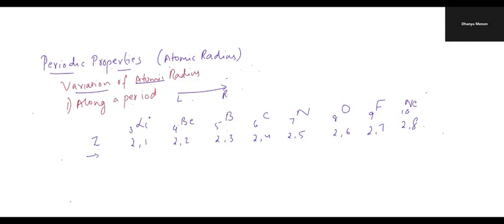The number of protons increases. P stands for proton, okay? So the number of protons increases. We call it nuclear charge. So nuclear charge increases from left to right. So number of protons increases, that means nuclear charge is increasing from left to right.